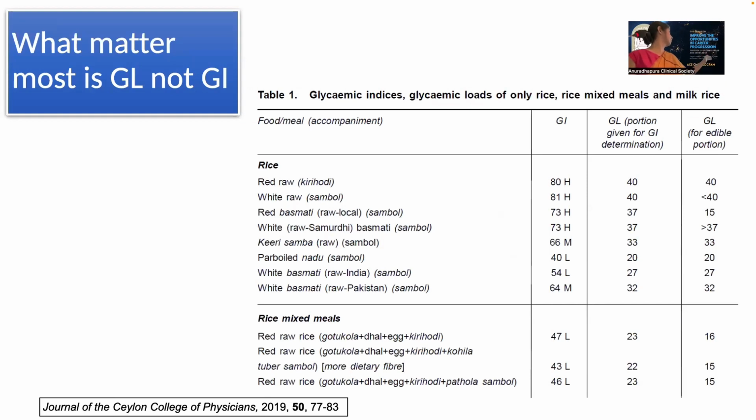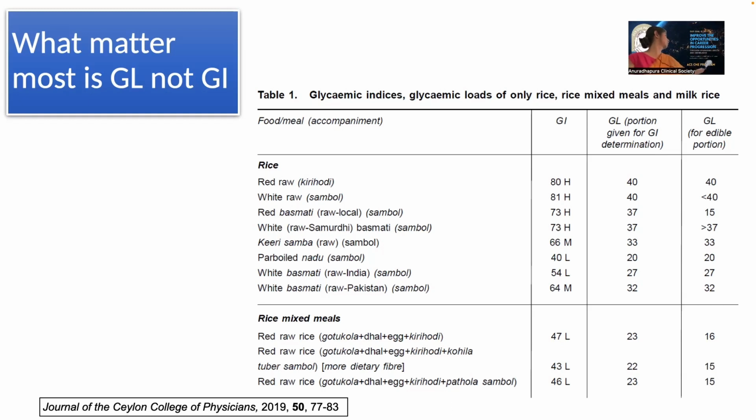You can see the glycemic indices and glycemic load, which is in the last row. It shows that red raw rice with kiri hodi or just a hodi will have a glycemic load of 40. Again, with mixed meals, kola kanda, dal, egg, kiri hodi, it will reduce to 16. This is really important. And white raw with sambal, again 40 glycemic load. But with red raw rice and all these things, white raw 15.